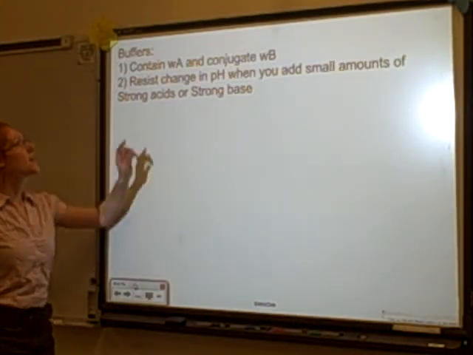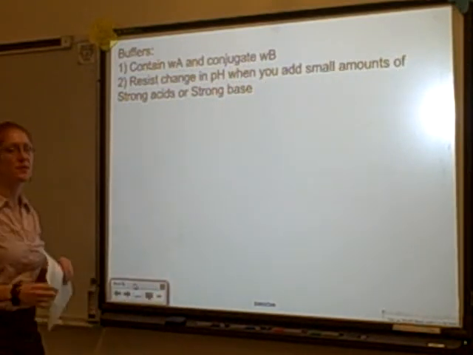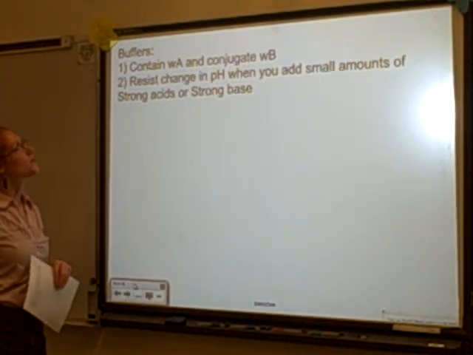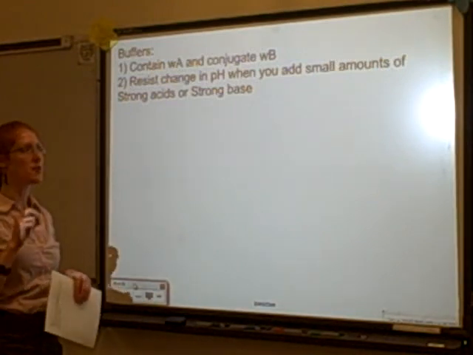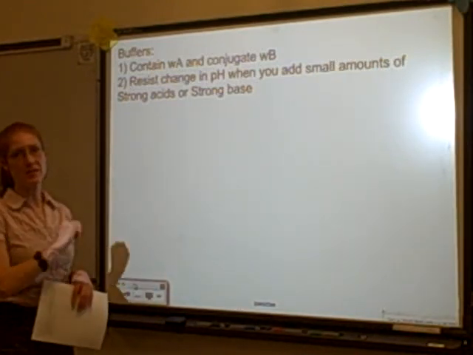A buffer is a solution that contains a weak acid and its conjugate weak base. Remember, a conjugate means it differs by an H+. What's special about buffers is that you can add small amounts of strong acid or strong base to the buffer, and the pH barely changes.